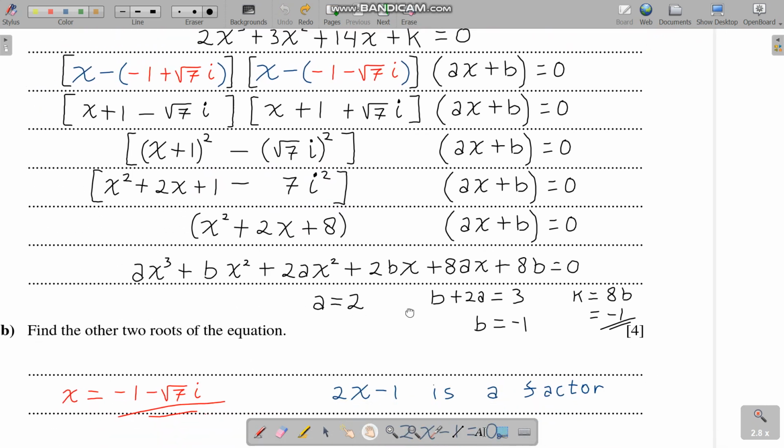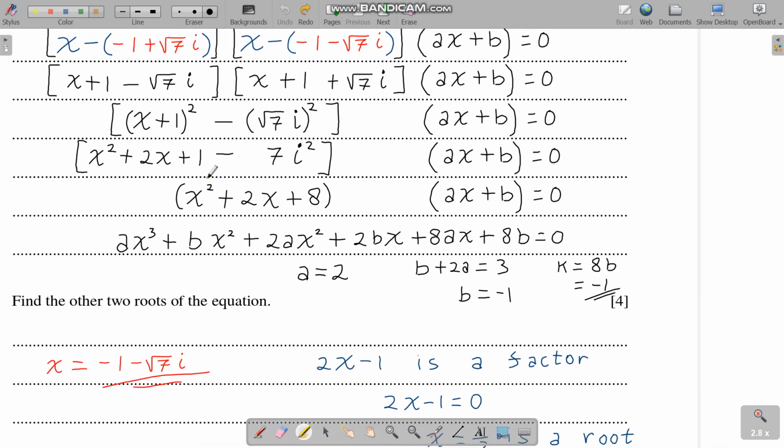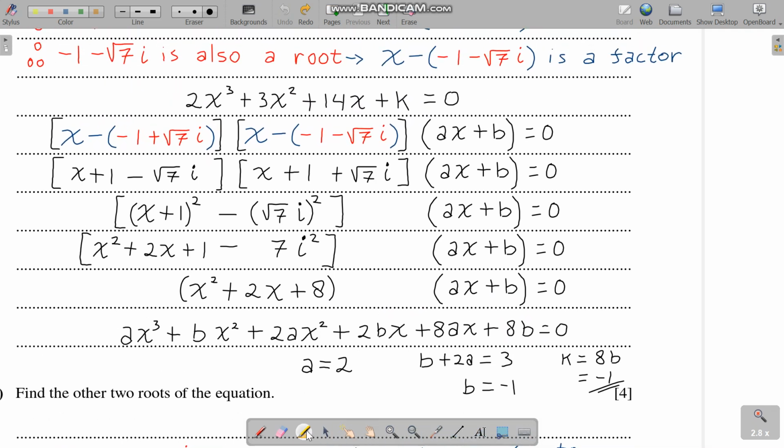Now, we expand everything here. x squared times ax, we get ax cubed. x squared times b, we have bx squared. Then 2ax squared, 2bx, 8ax, 8b. Now if we compare the coefficients, we know that 2x cubed is equal to ax cubed, which means the a must be 2.